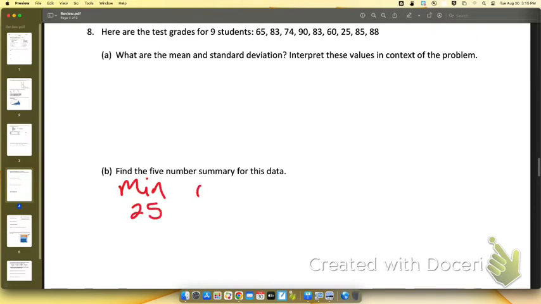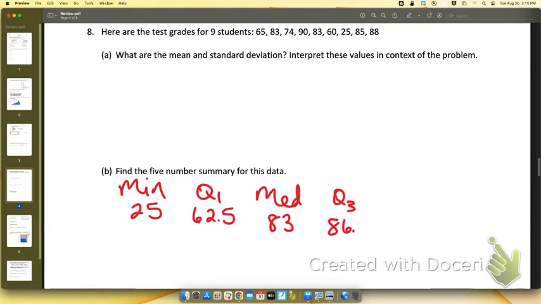Minimum was 25, Q1 62.5, median 83, Q3 86.5, maximum was 90. So there's my 5-number summary.